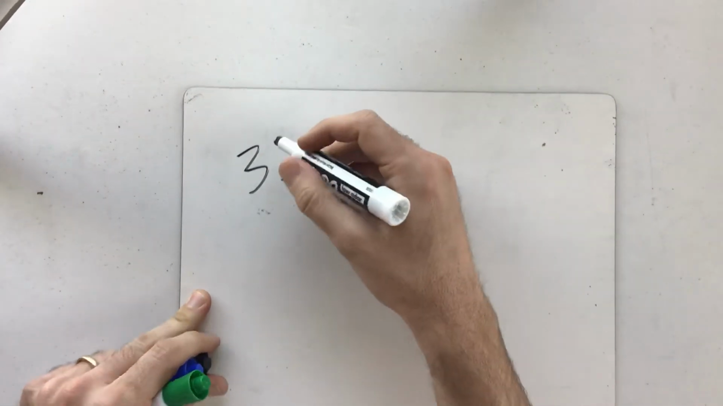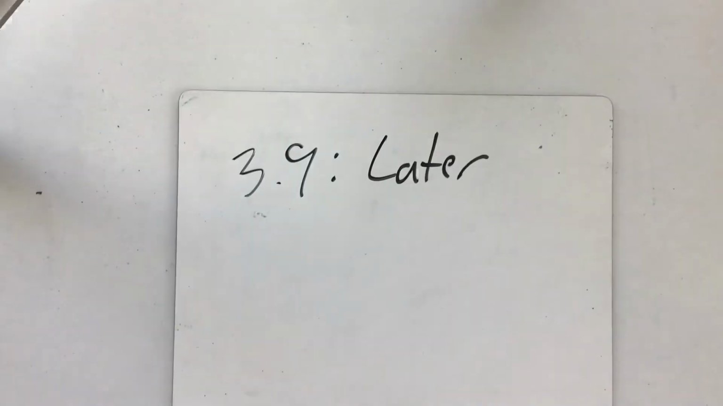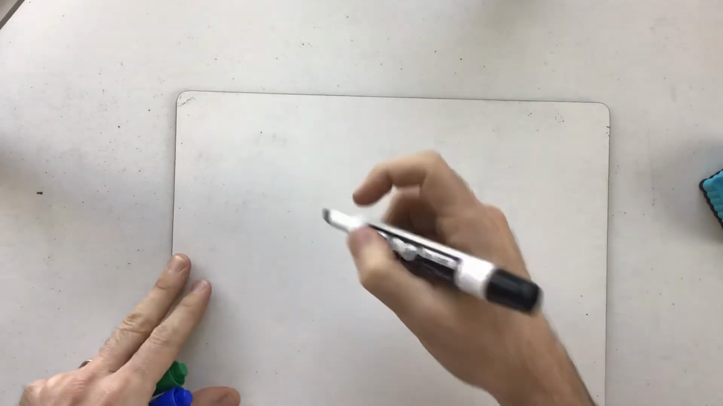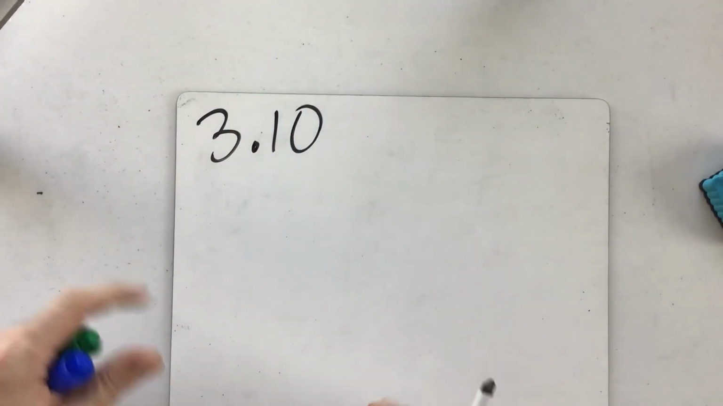Okay, let's move to the next problem. I'm going to skip 3.9, we're going to do that later. I'll make my own video for section 3.9. So we're going to try that one out and do it at a later section. But right now, we're going to flip over and do exercise 3.10.